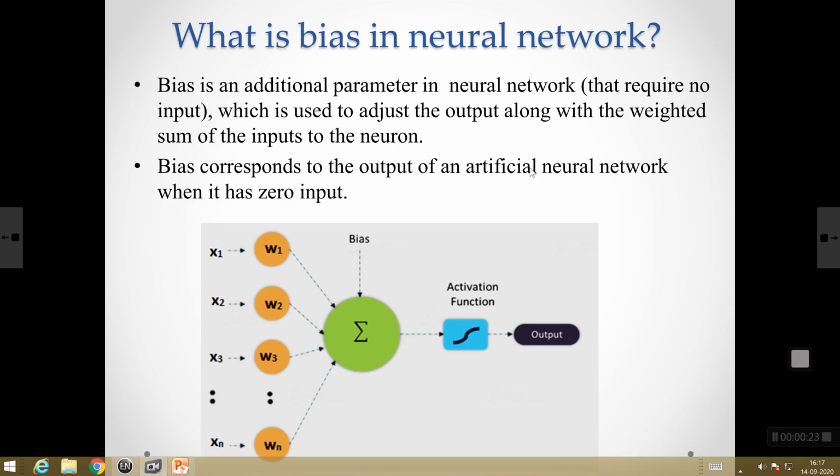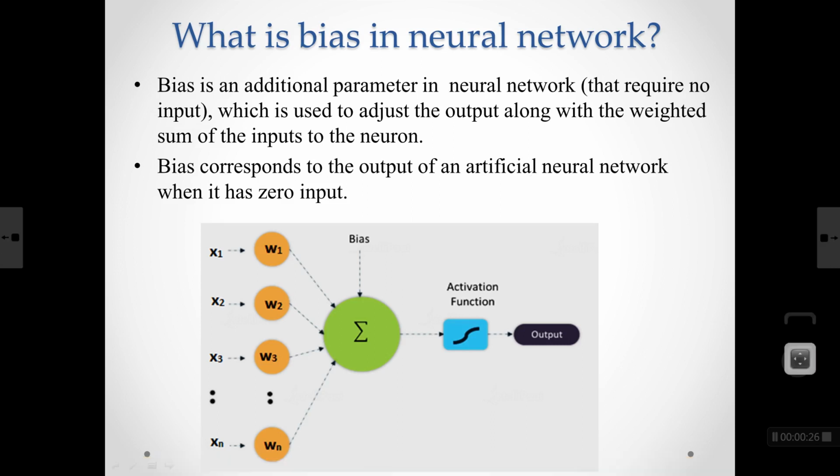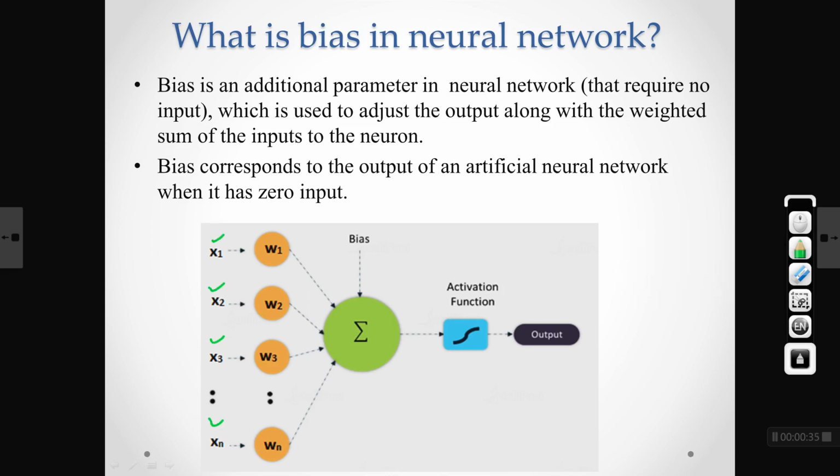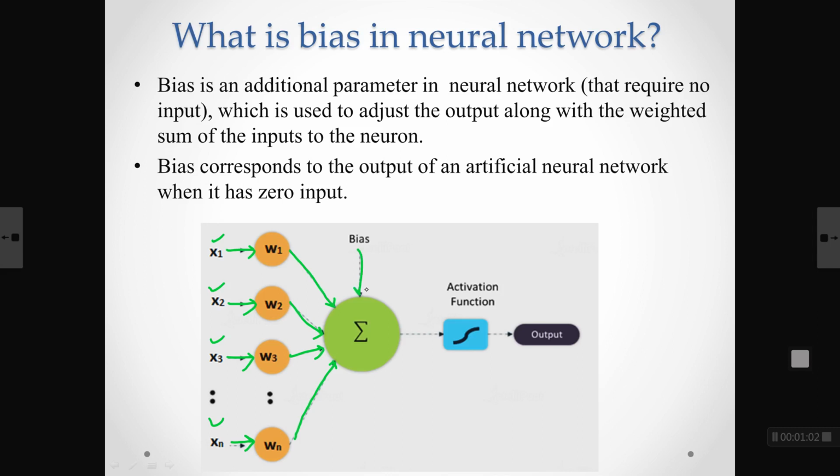So we have considered a neural network here. In this particular neural network, there are inputs x1, x2, x3 up till xn, and there are weights: w1, w2, w3 up till wn. These are not neurons, these are weights. Here you can see one more input, which is called the bias.